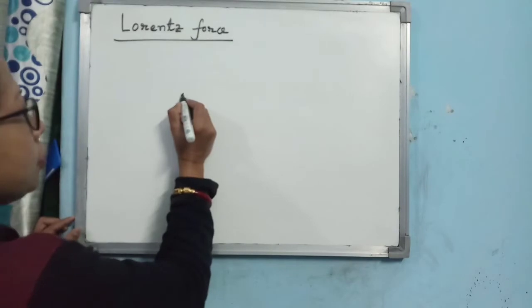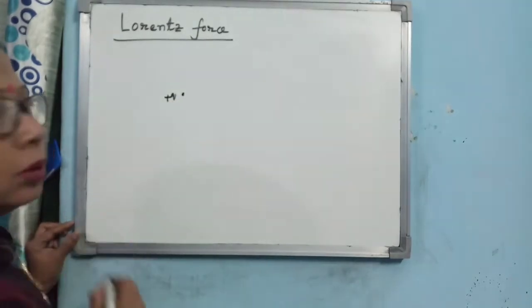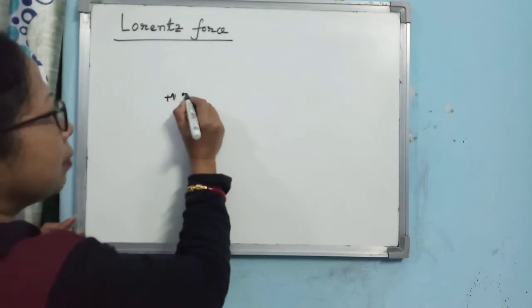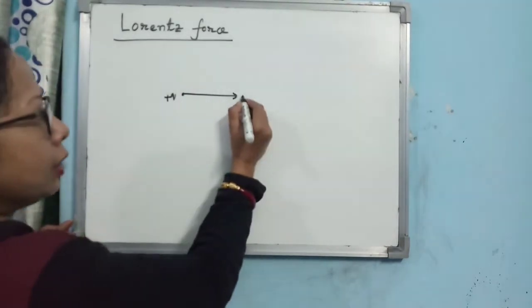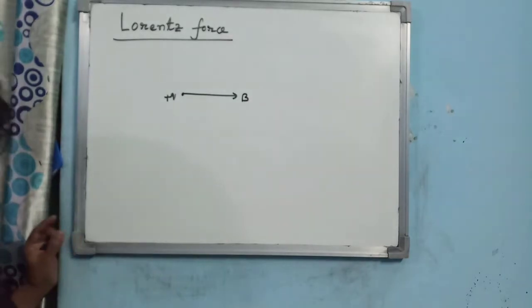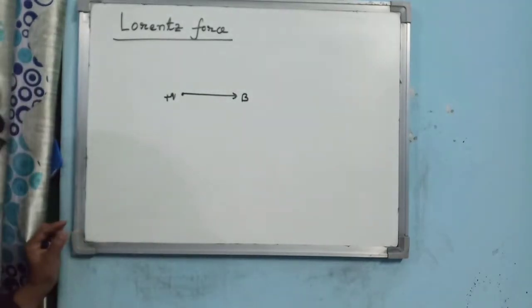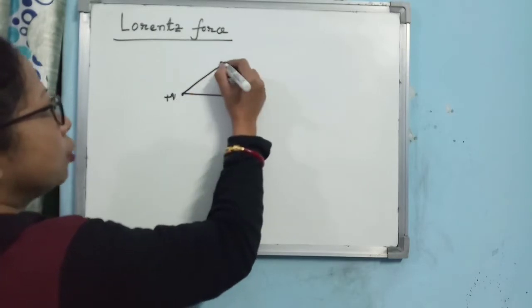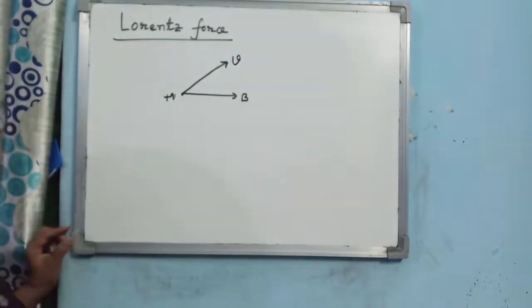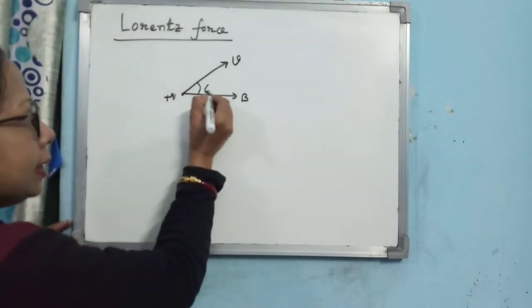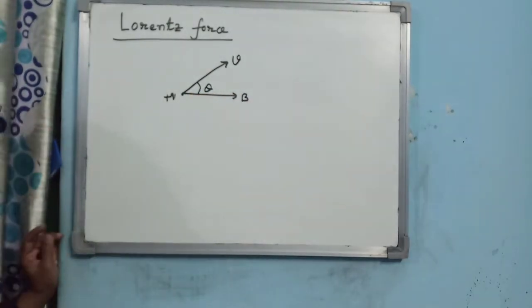Good morning, children. So today I am discussing the next topic, that is Lorentz force. So what is the concept behind it? That if you take a charged particle, suppose you have taken a charged particle Q, it is moving in a magnetic field. The magnetic field strength we denote by capital B. So suppose the charged particle is moving in a magnetic field with a velocity v, making an angle theta with the direction of the magnetic field.